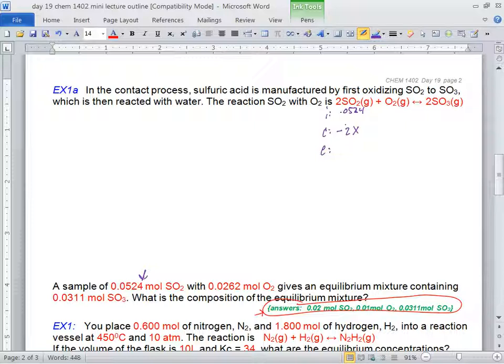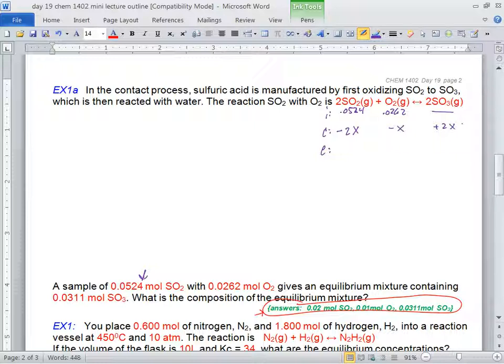Okay, and then anything else on the initial row? Oh yeah, the O2. And then if you wrote zeros or dashes, but I just like to write dashes. So the change row, you got started there. It's minus x, minus x for the other guy, and positive 2x.